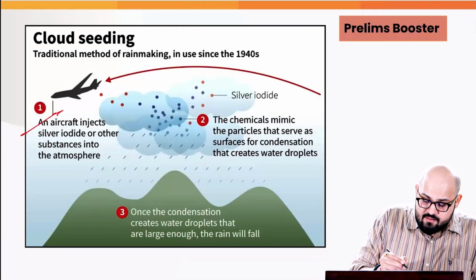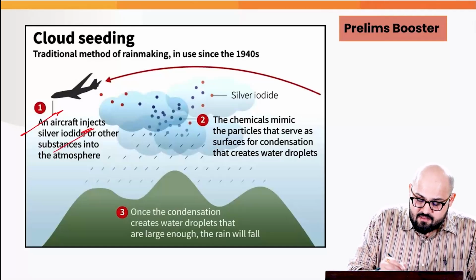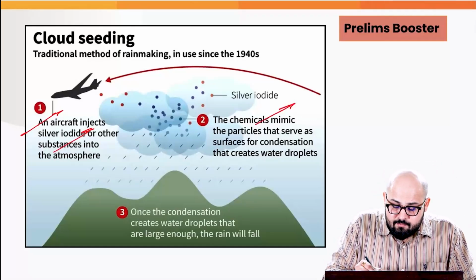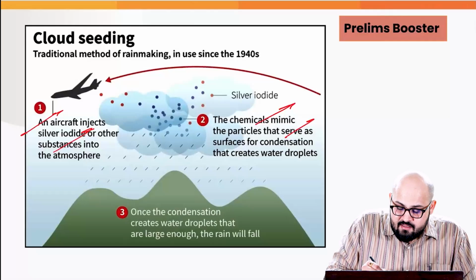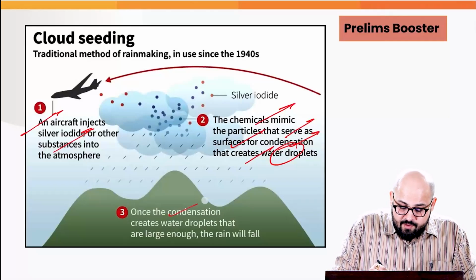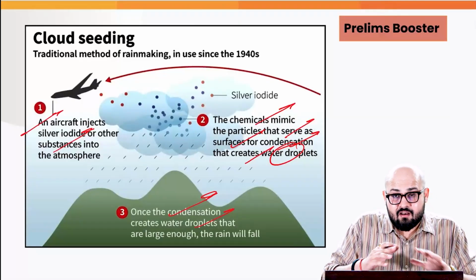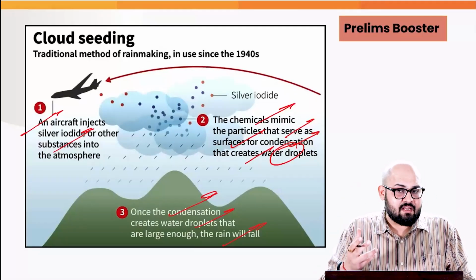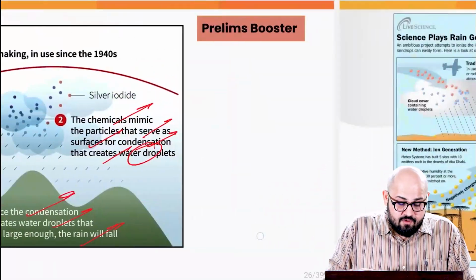So an aircraft injects silver iodide or other substances into the atmosphere. Then the chemicals mimic the particles that serve as the surfaces for condensation that creates the water droplets. And once the condensation creates water droplets that are large enough, they fall as rain. That is the very mechanism of cloud seeding.